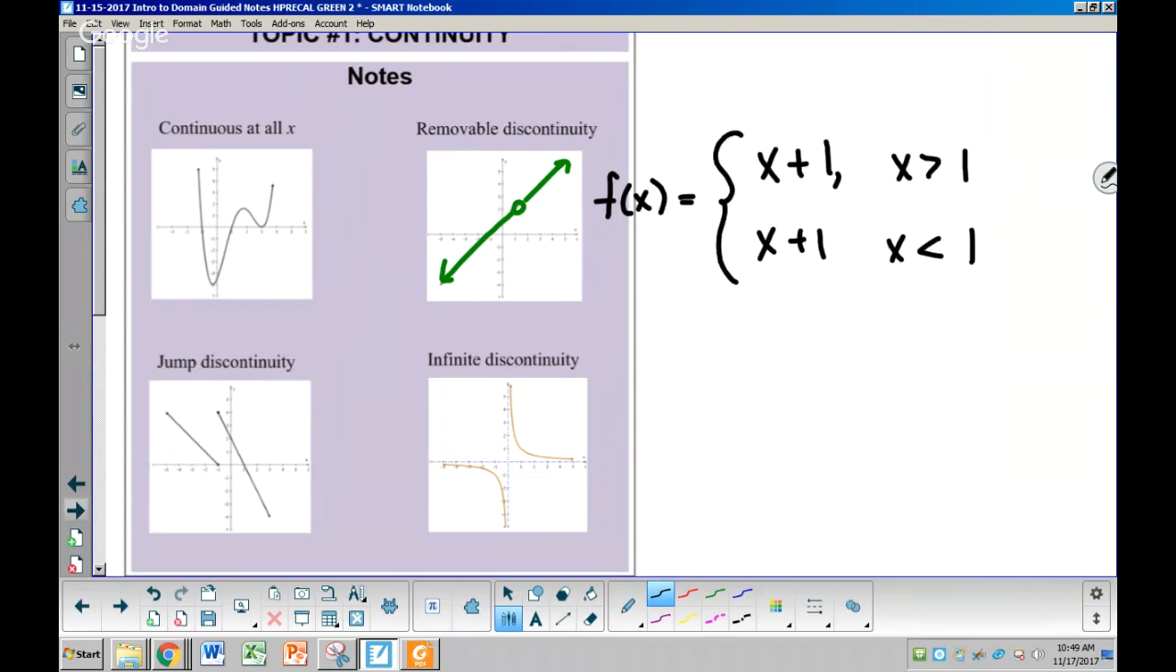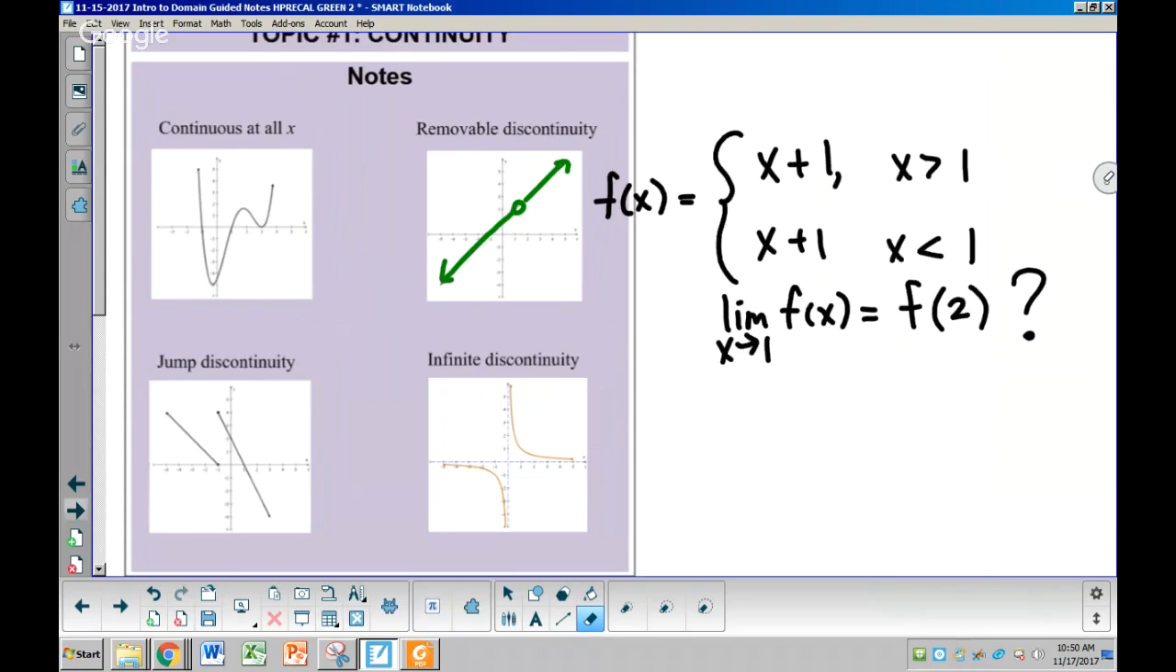Now using limits, do we remember limits? I could say the limit as x goes to 1 from both sides. What does that look like? Everybody agree that it's 2? Is that equal to f of 2? No, why? f of 2 is 3. You mean f of 1? I mean f of 1. I'm sorry, you're right. I'm too excited. That's f of 1.